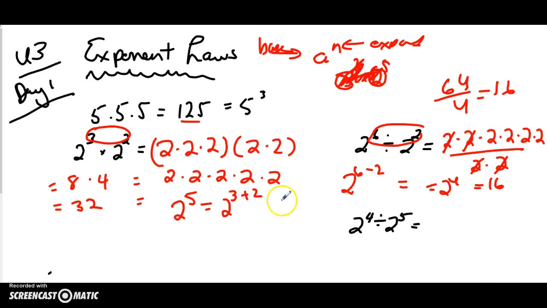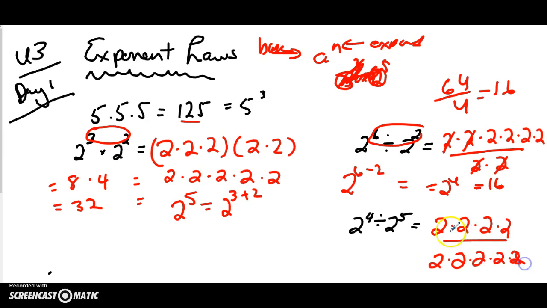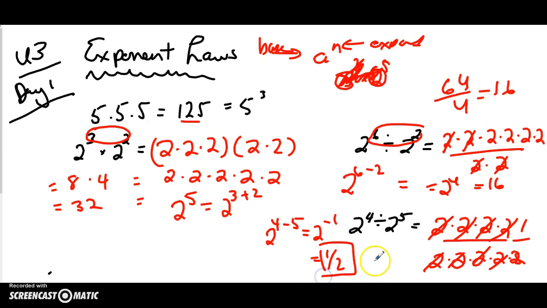Next, I'm going to go to negative exponents, which I think is our fourth or fifth law on our sheet. Same thing here with division. 2 to the 4 looks like this, and 2 to the 5 looks like this. When you start crossing things out, top, bottom, top, bottom, I'm left with 1 over 2. And one way to look at this is if I use the division law, 2 to the 4 divided by 2 to the 5 is 2 to the 4 minus 5, which is 2 to the negative 1. And in fact, 2 to the negative 1 is 1 over 2.